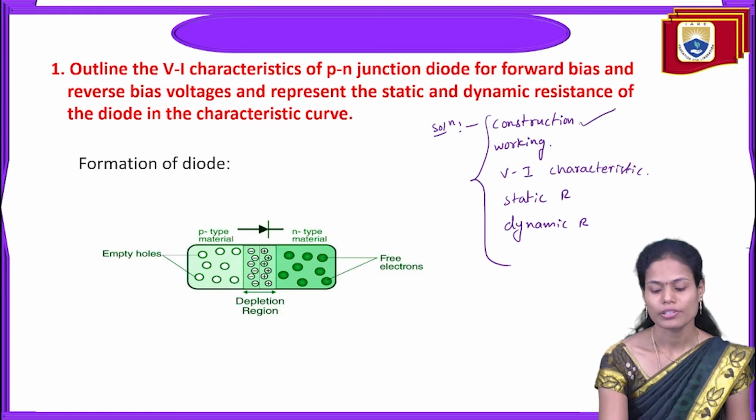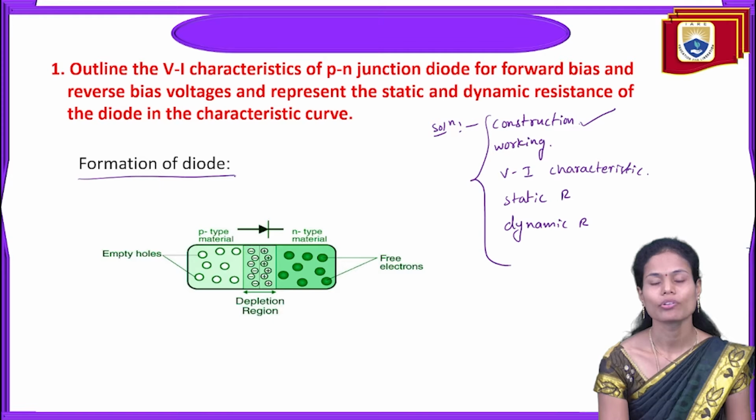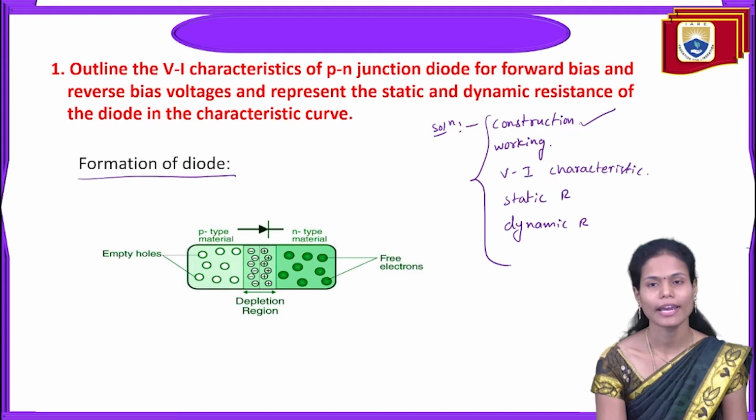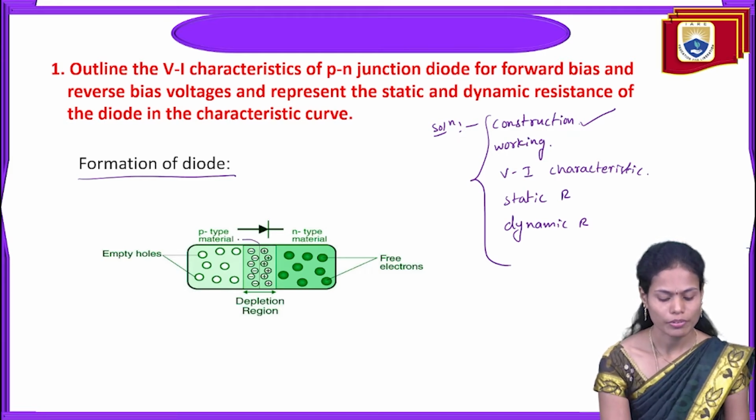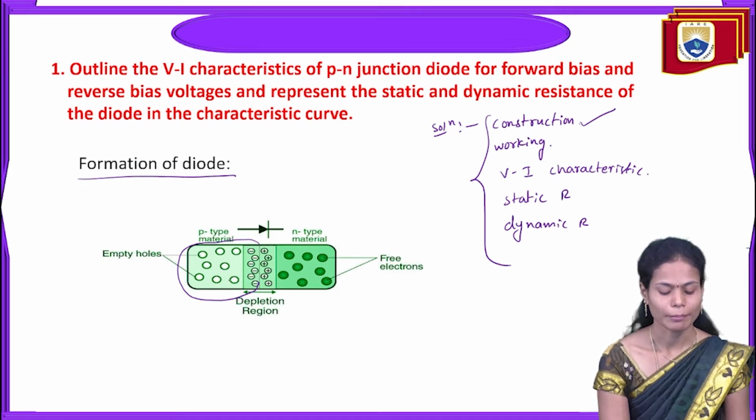Coming to the construction, that is the formation of a diode. To form a diode, we have to consider two pieces of semiconductor materials. One is P type semiconductor material and one is N type semiconductor material. This is the P type semiconductor material. In the case of P type semiconductor materials, a large number of holes are present. Those are the majority charge carriers of the material.